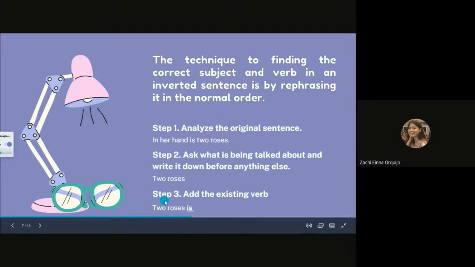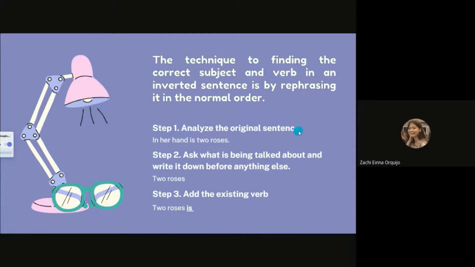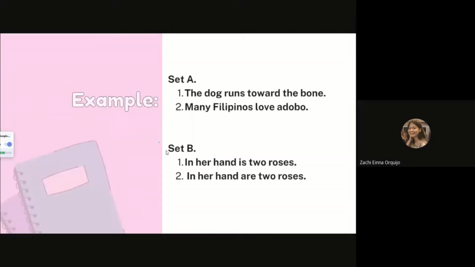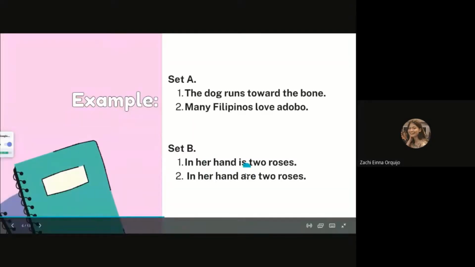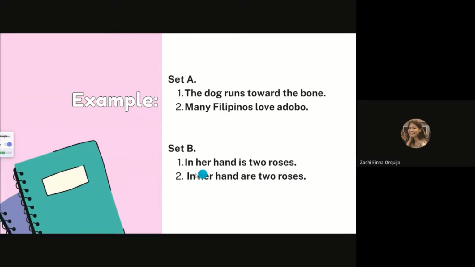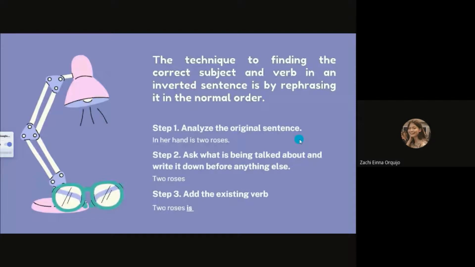So meron tayong mga steps. So step 1, analyze the original sentence. So katulad nung kanina, 'di ba, dito sa dalawang sentences na 'to, hindi natin alam kung ano ba yung tama, no? Kasi in her hand is 2 roses or in her hand are 2 roses. So ano ba dito yung tama? Is or are? So our step 1 is to analyze the original sentence. In her hand is 2 roses.